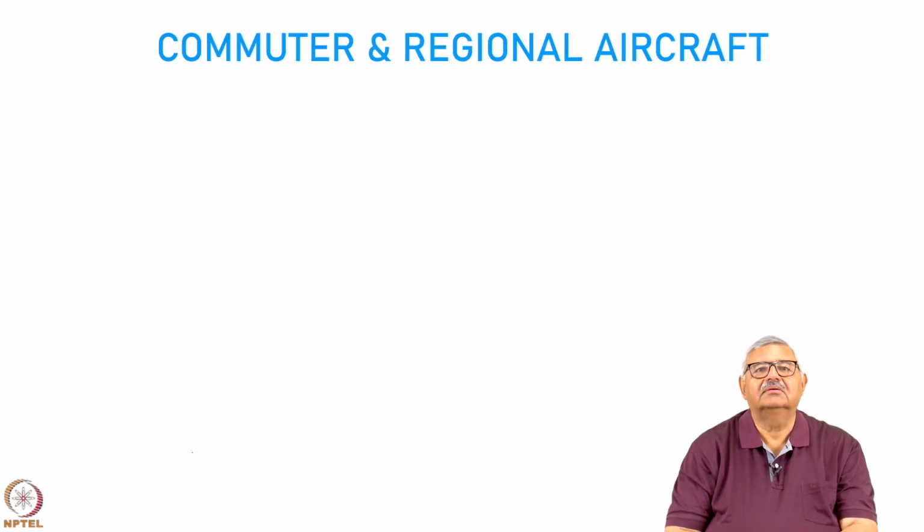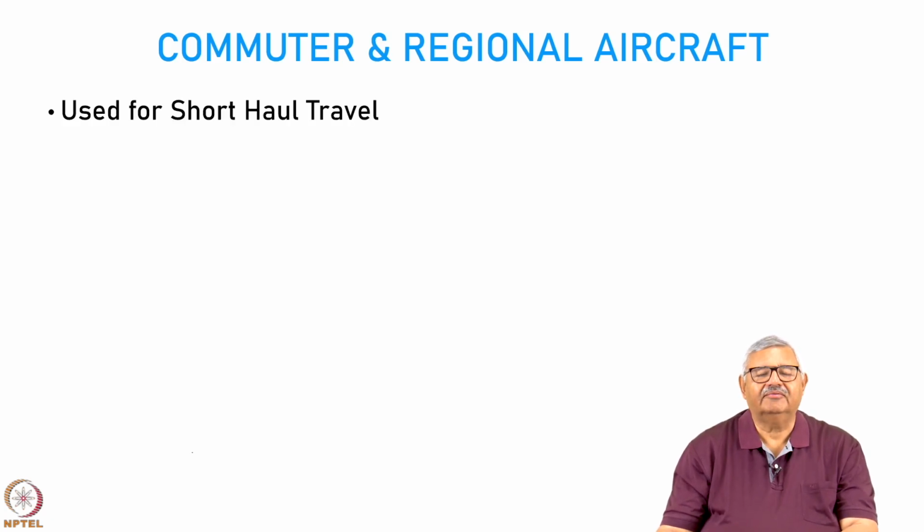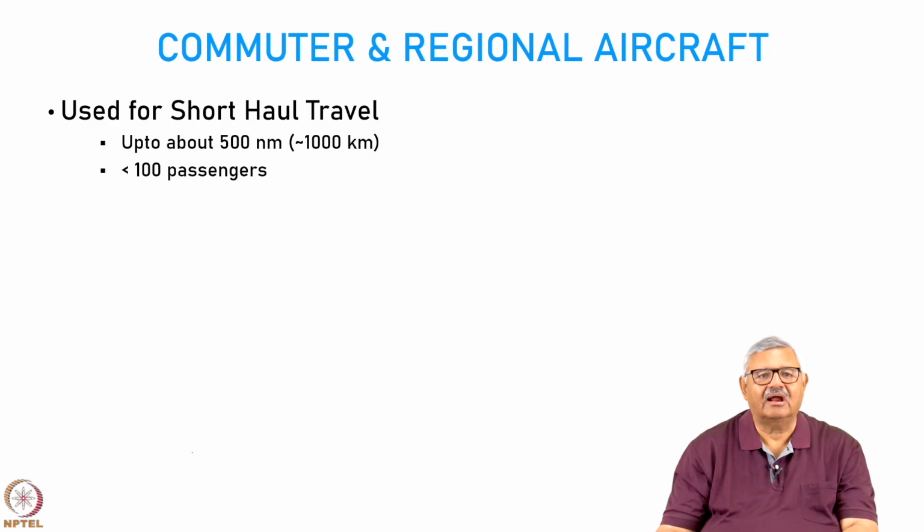So, let us start with the concept of commuter and regional aircraft. Commuter aircraft and regional aircraft are aircraft which are used for short haul travel in air transportation. Now, short haul travel stands for a distance of up to about 500 nautical miles or nearly 1000 kilometers, a bit less than that, and aircraft with capacity of usually 100 passengers or less. Any aircraft that has much larger capacity or travels a larger distance with smaller capacity would not qualify as a commuter or regional aircraft in general.